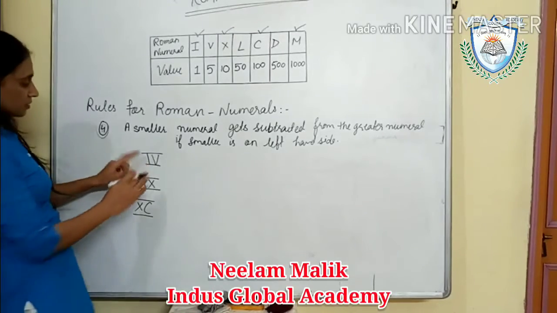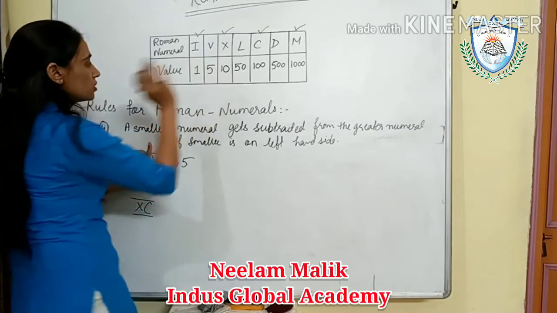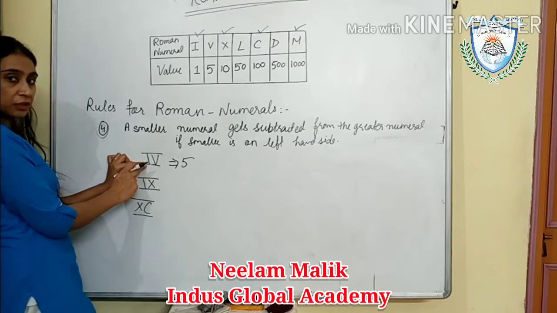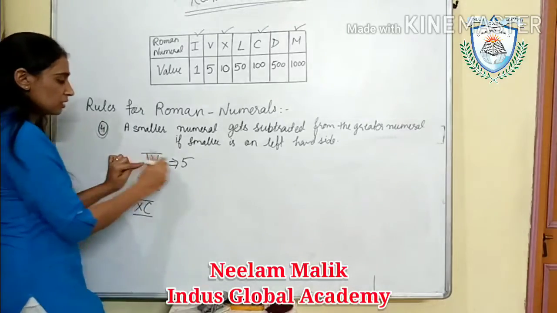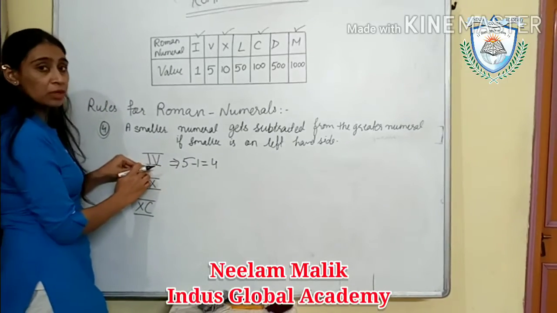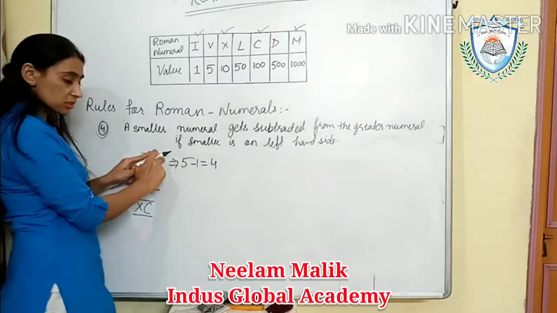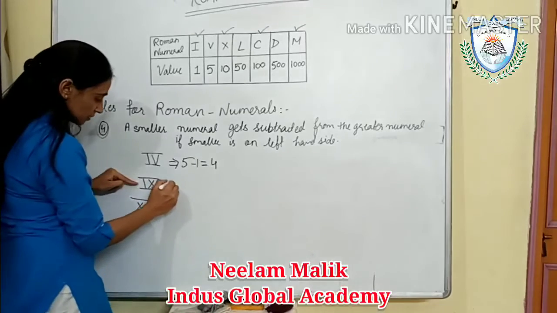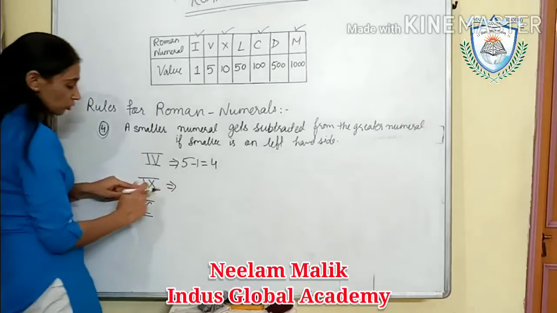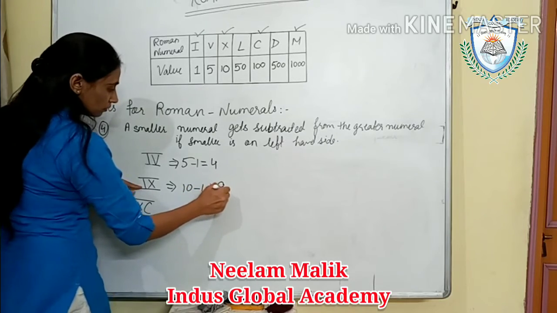So what is this? This is IV. V means 5. We are writing the smaller numeral to the left hand side, so that means we will subtract. 5 minus 1 is equal to 4. If we write the smaller numeral to the right hand side, then that will be added. If I is there, then that will be 6. Here in IX, I am subtracting. Subtracting means I am writing on the left hand side, so that will be subtraction. So X means 10, and minus 1 will be your 9.